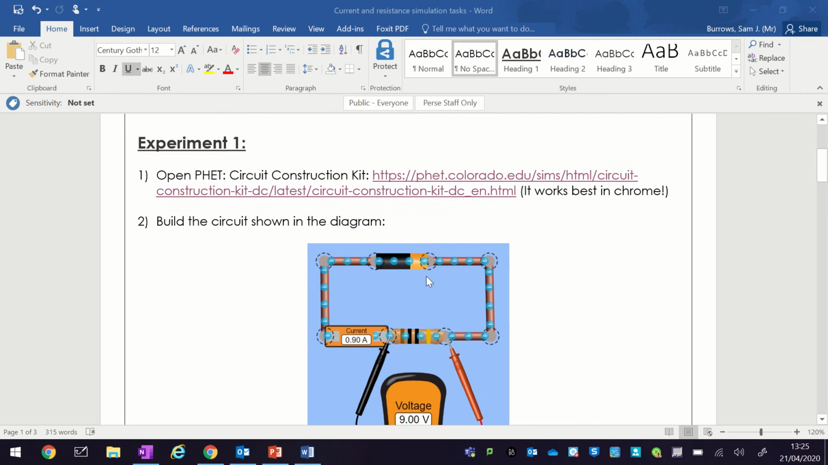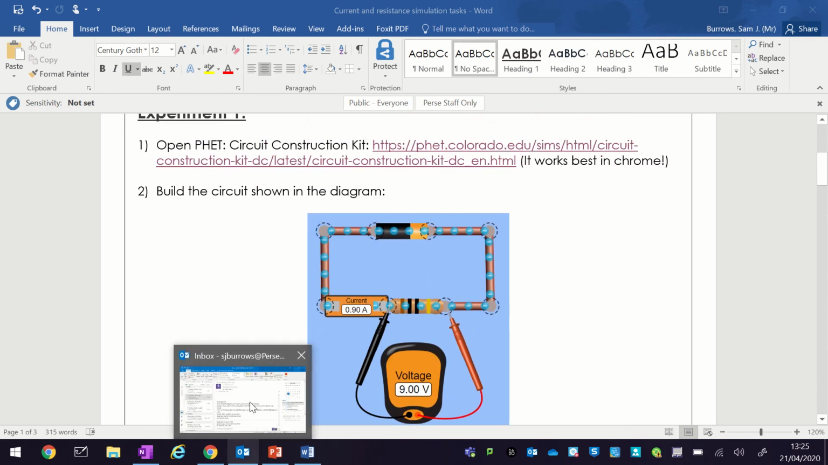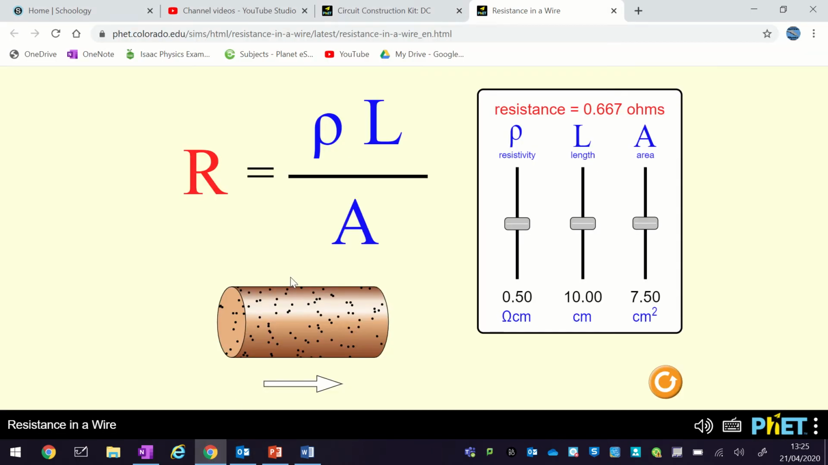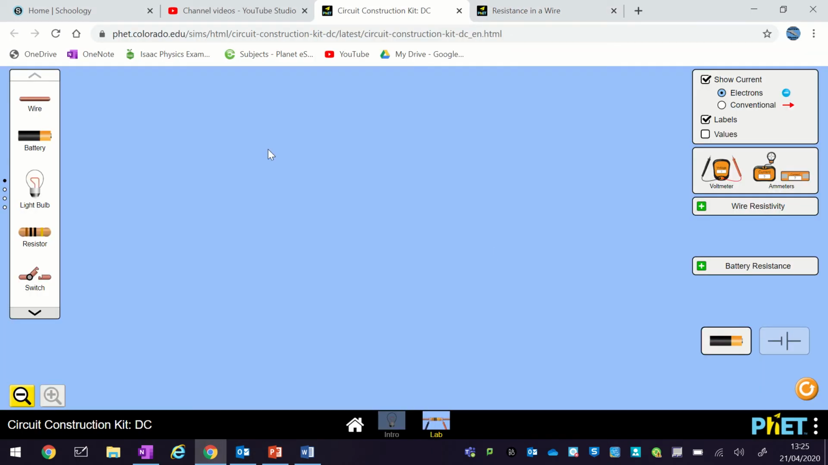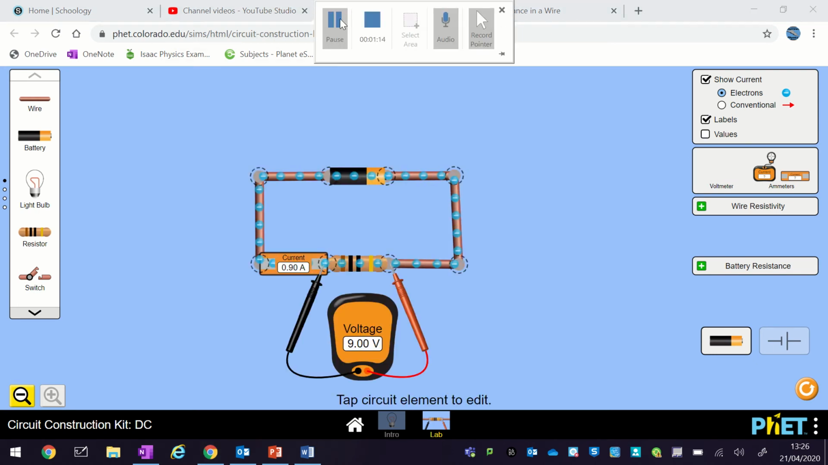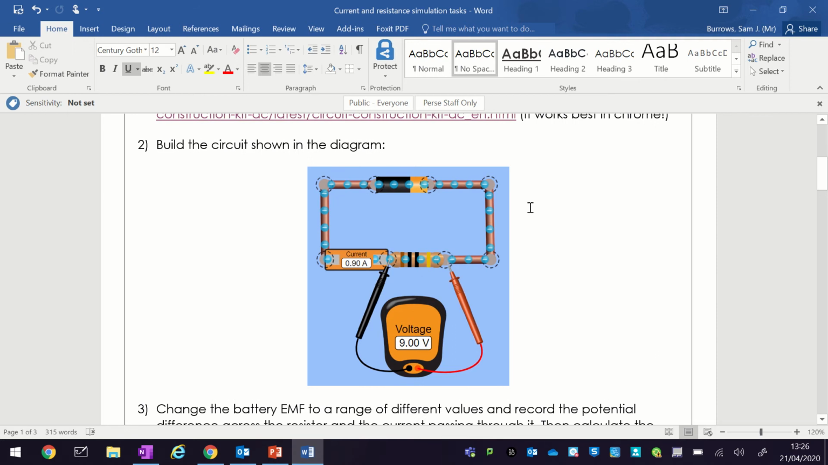The first thing we're going to do is build ourselves a circuit that looks a little bit like this by opening this link. So here we go. If we open up this lab, I'm going to quickly pause this while I build it because it's a little bit fiddly. Okay, so here's our circuit. You can see we've got our power source, an ammeter to measure the current going through our resistor, and a voltmeter to measure the potential difference across the resistor. So we've been able to build the circuit that we've been asked for here.